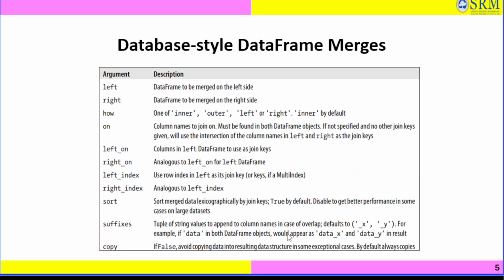And this is a tabular column for more options like left_on, right_on, left_index, right_index, sort, suffix, copy. So these are all the arguments we can use when you are merging the data frames.